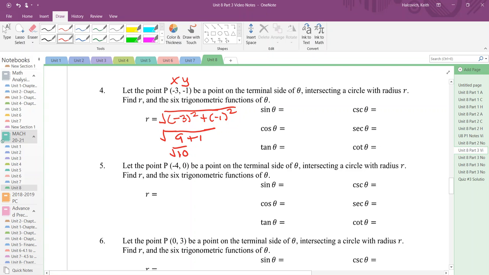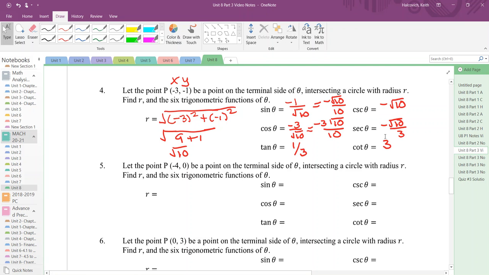So now we just apply, so sine is y over r, so -1 over rad 10, which is equal to negative rad 10 over 10. The cosecant would just be negative rad 10. The cosine is -3 over rad 10, which rationalizes to -3 rad 10 over 10. The secant would be negative rad 10 over 3. The tangent is -1 over -3, which is 1/3. And the cotangent would then be 3.